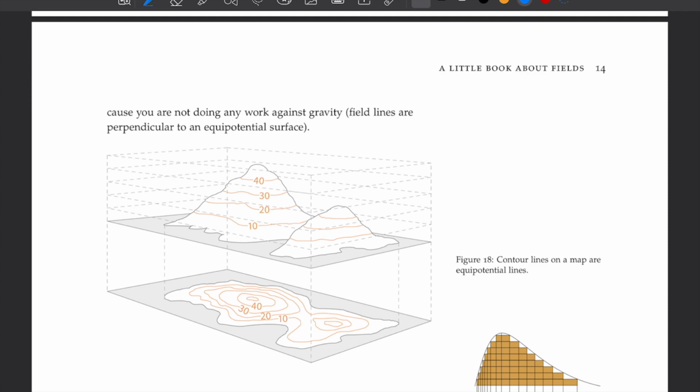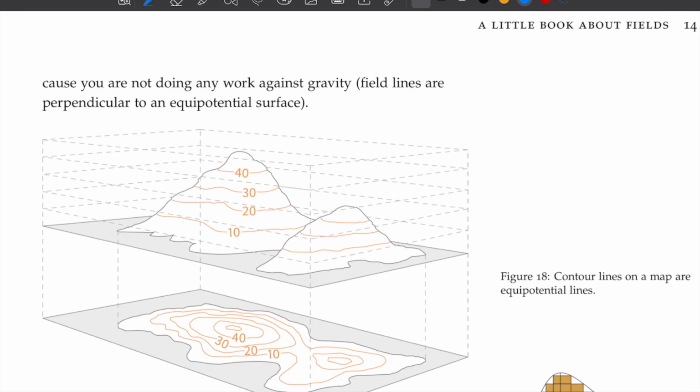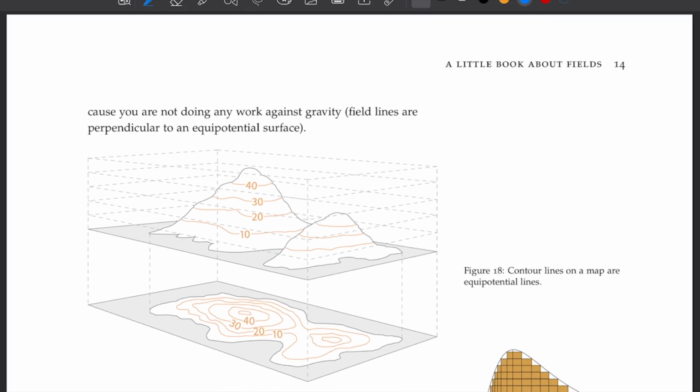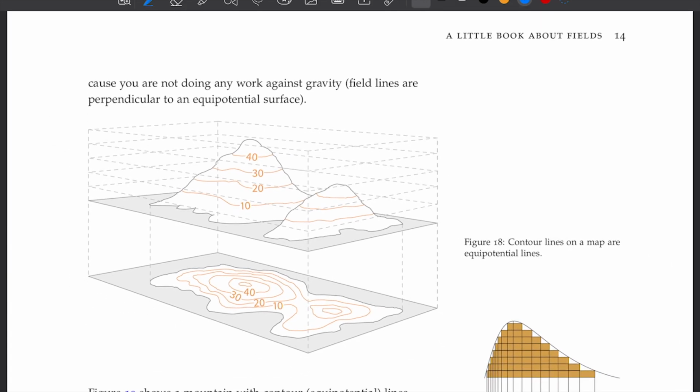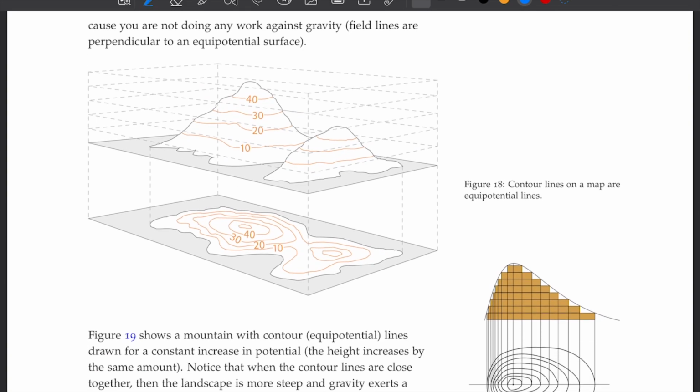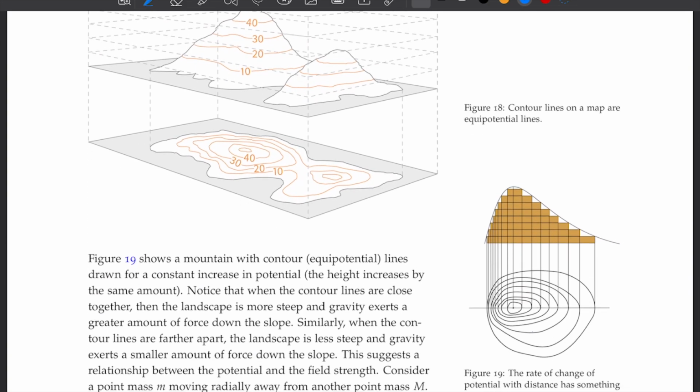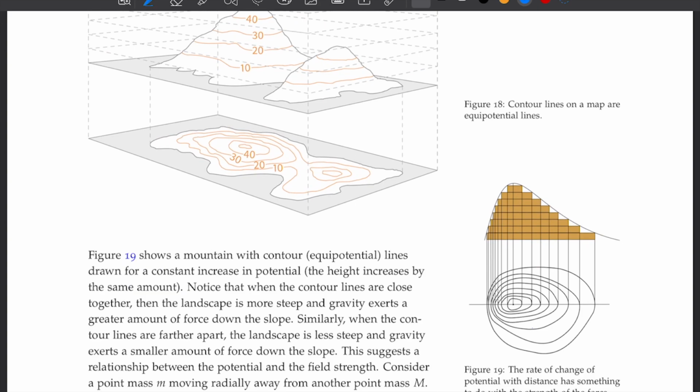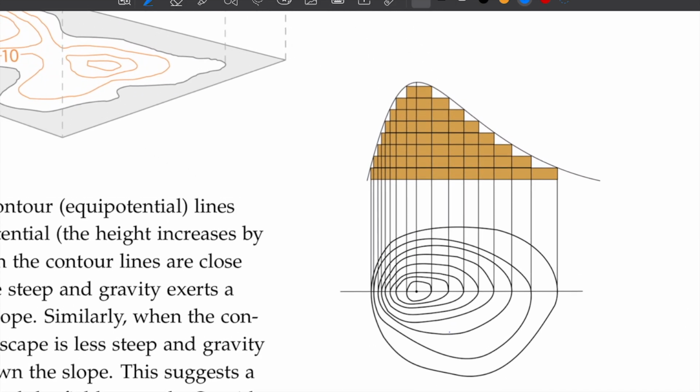So you can see here we're looking at height, say perhaps 10, 20, 30, 40 meters above the ground. And the contour lines all have the same potential energy, so they're equipotential lines. Okay, now if we take a look at a mountain where we have drawn contour lines for a constant increase in height, say we're going up by 10 meters again over here, right? So every increase here is like 10 meters, drawing all the contour lines.